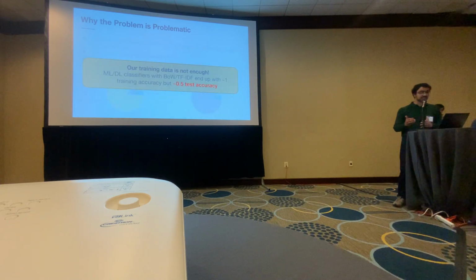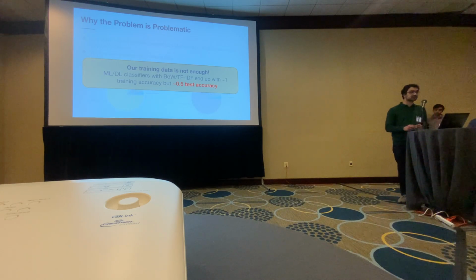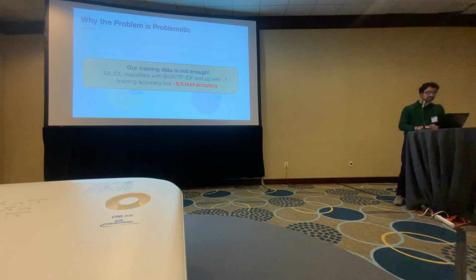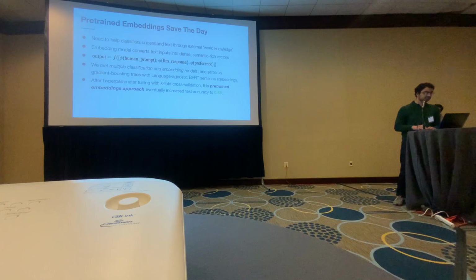So what does this lead us to? An insight that our training data alone is not enough. In fact, through the traditional NLP pipeline, where we have some ML or DL classifier with bag of words or TF-IDF representation, since the information content in our 2,000 training samples is not enough, we would end up with little better than random accuracy, which is 0.5, even though on the training set we may get near perfect accuracy.